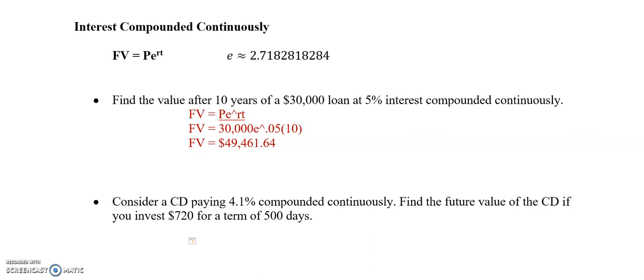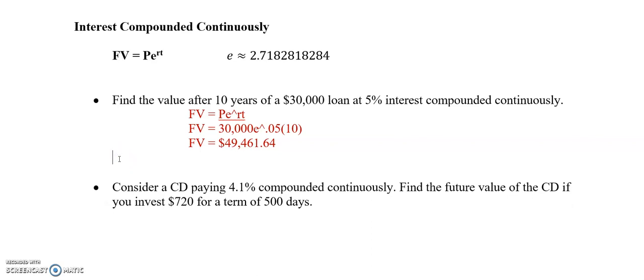All right, let's look at another example where we're using compounded continuously. So consider a CD paying 4.1% compounded continuously. Find the future value of the CD if you invest $720 for a term of 500 days. So I know we're dealing with continuously compounded because it tells me compounded continuously. So that tells me I'm going to be using my continuously compounded formula. So FV is equal to PE to the RT power.